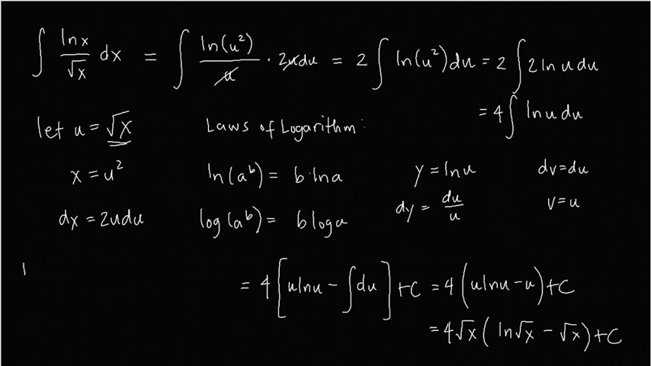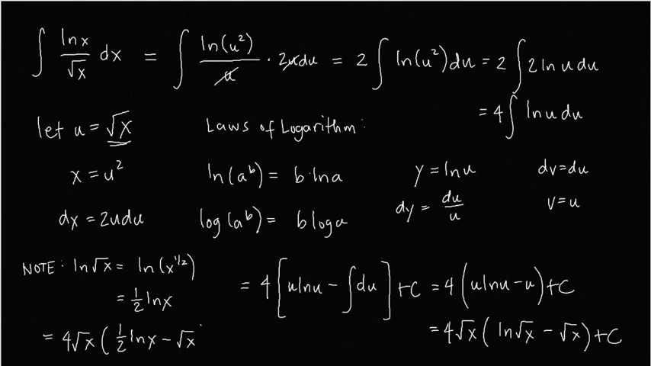Okay? Ilalagay ko na lang na note dito. So, ln of square root of x can be written as ln of x raised to 1/2. And again, applying laws of logarithm, this can be rewritten as 1/2 ln of x. So an alternative form of the solution is 4 square root of x times 1/2 ln of x minus square root of x plus c. Okay, so these are both correct na, but more simplified itong nandito sa kilid.